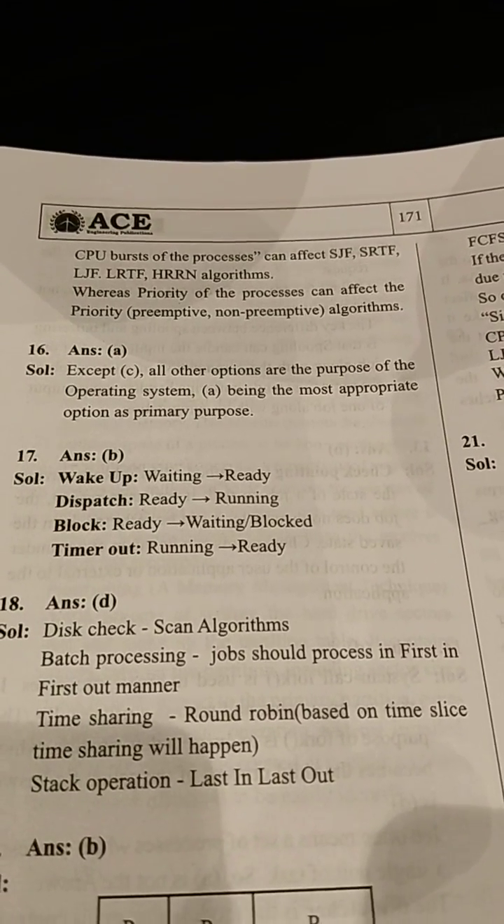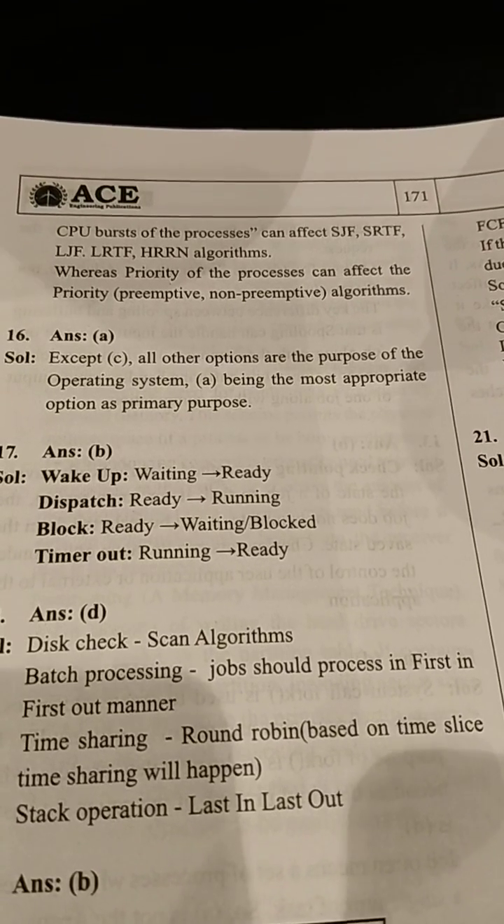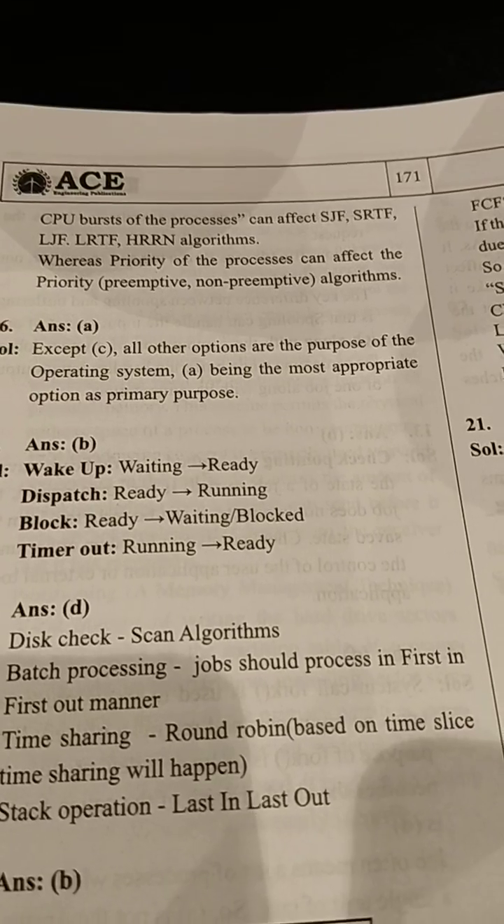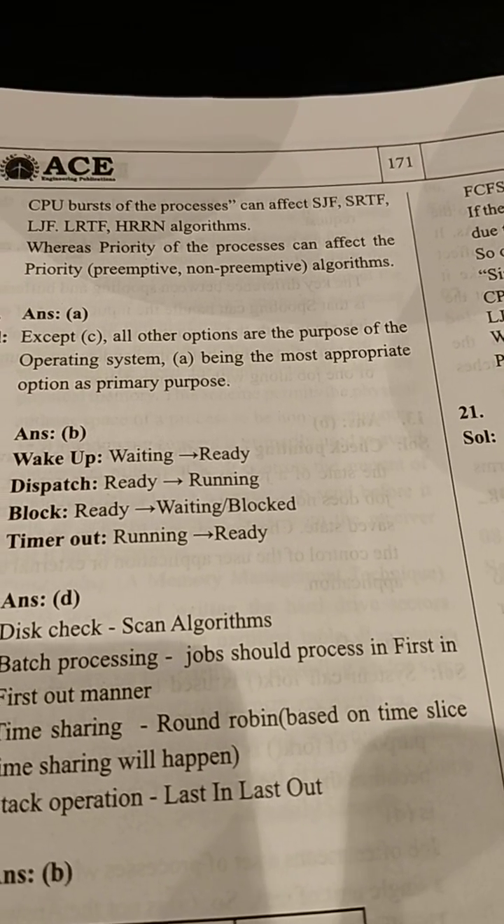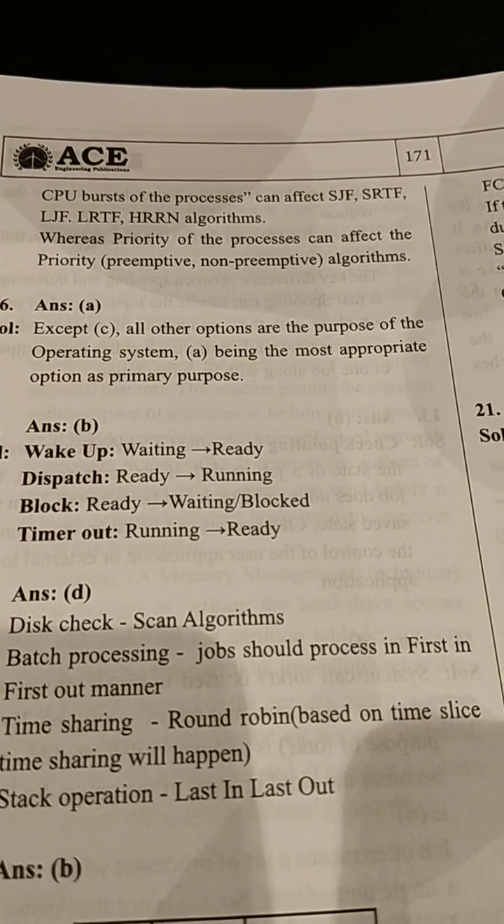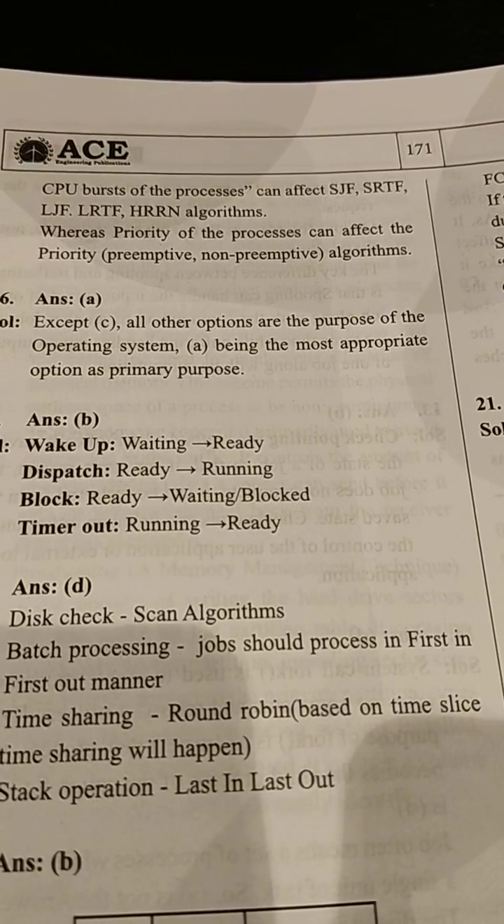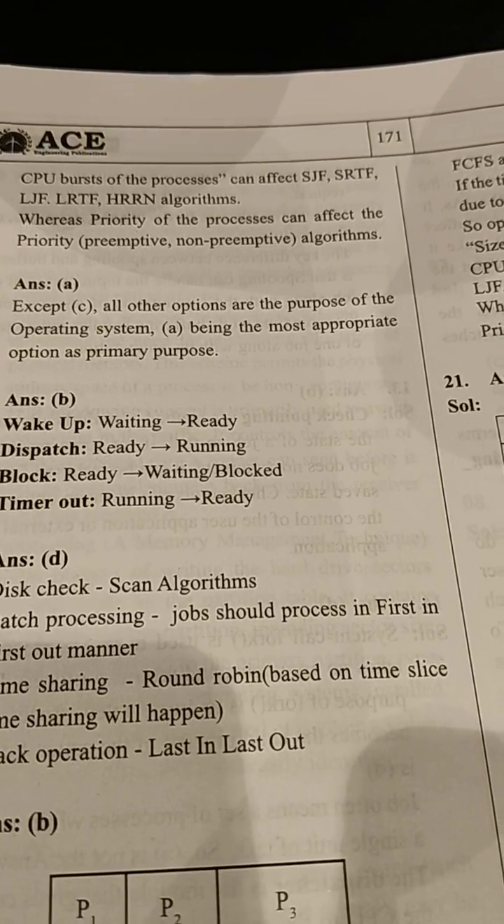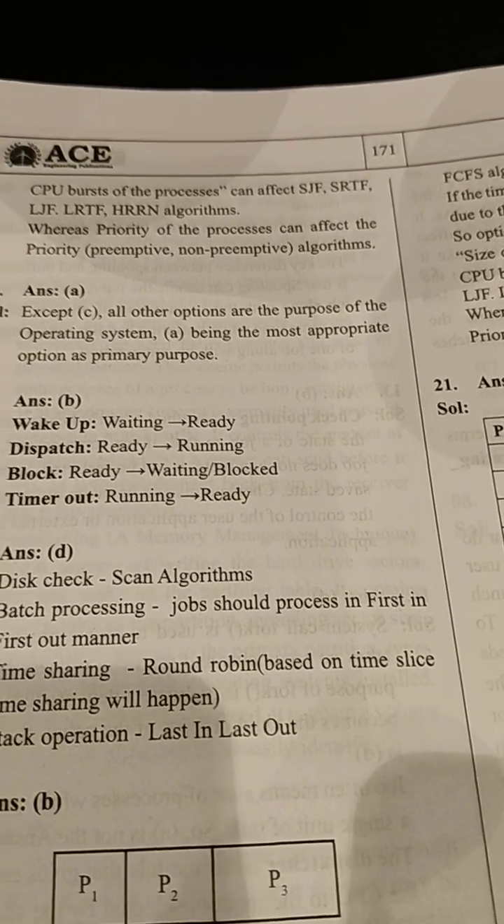CPU burst of the processes can be affected. SJF, I mean shortest job first, SRTF, LJF, LRTF, HRRN algorithms, where the priority of the process can affect the priority, preemptive, non-preemptive algorithms.